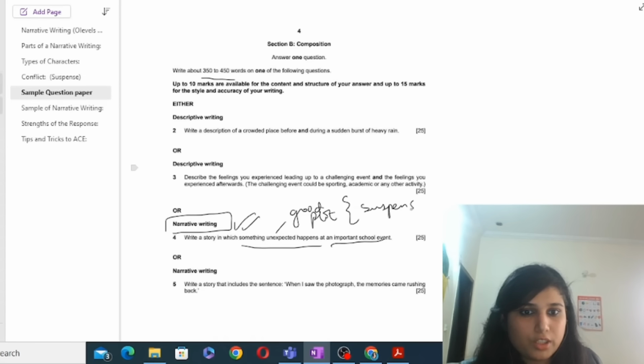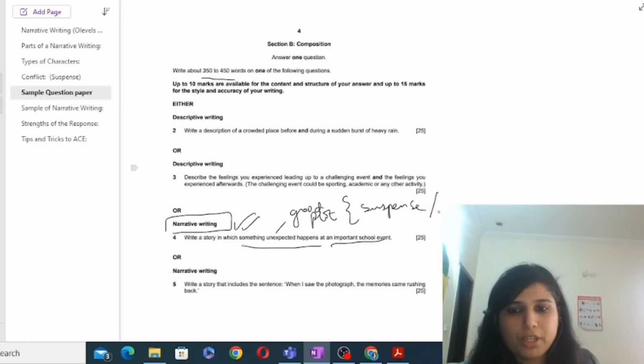It could be scary, horror. It could be strange, unusual activity. It could be any paranormal activity. It could be anything which you can create, and then you can make your narrative extremely impressive. I'm going to show you a sample narrative as well of one of my students who actually aced the paper, so you can see that and then you will be able to see the strengths of that response as well.